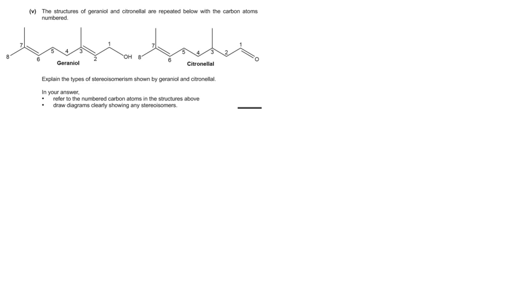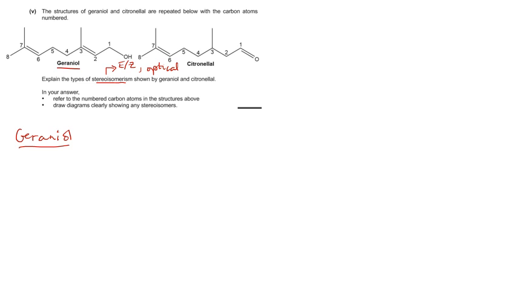Okay, so we've got part 5, which is about stereoisomerism, and wants us to explain the types of stereoisomerism. So straight away we think, what types are there? And so we remember we could either have EZ stereoisomerism or optical. And let's have a look at geraniol first.